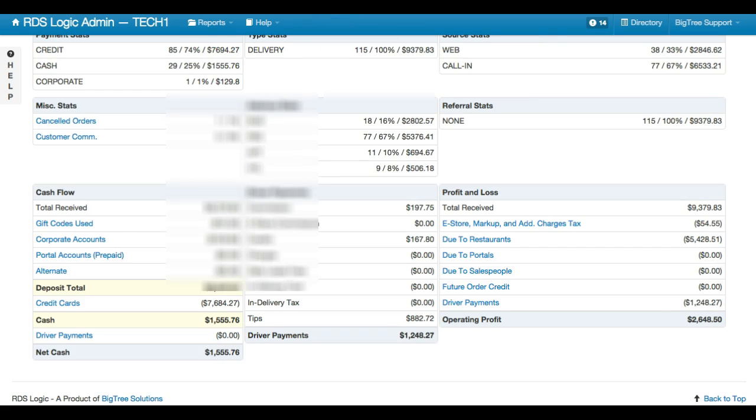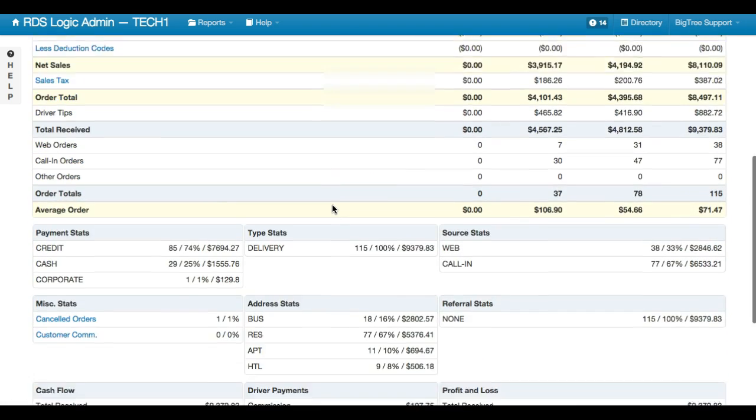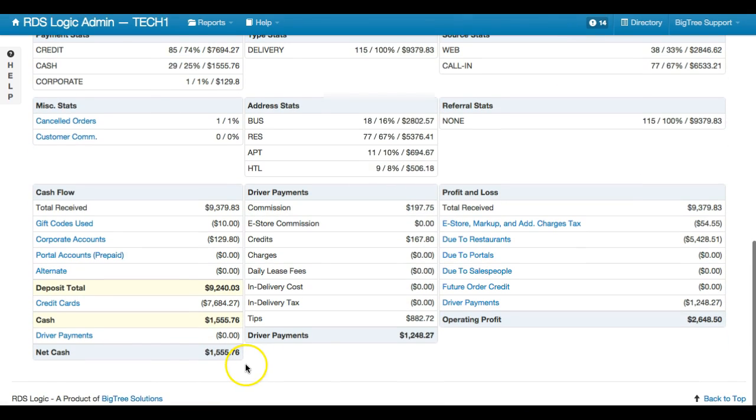Now let's jump over to the daily report and make sure it's up to date. So we're going to go down here and look. You'll notice that in the past, your cash flow, which basically shows the cash that's coming through your RDS at that specific time, shows that you have cash of 1555 and that your net cash is also 1555.